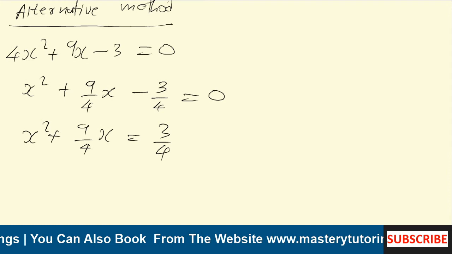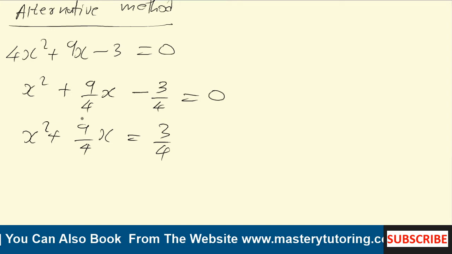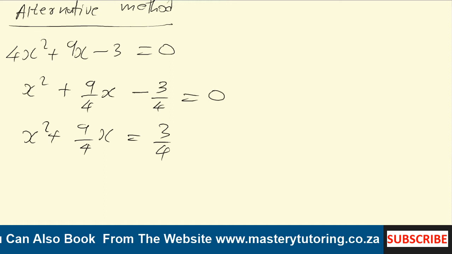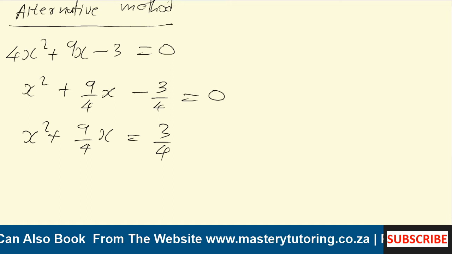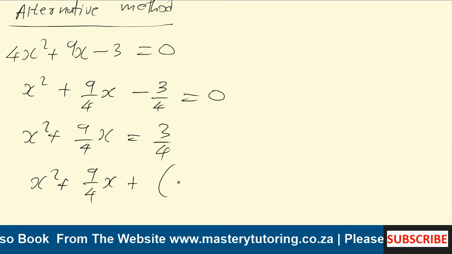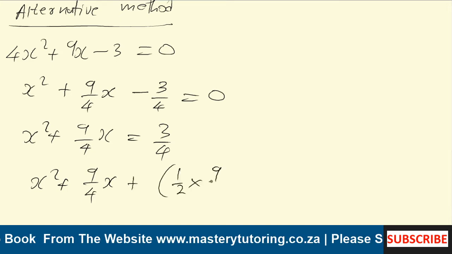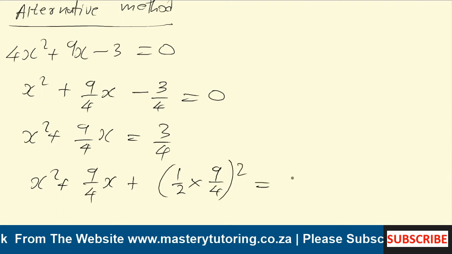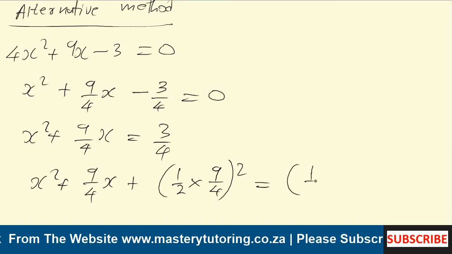Now we're going to take the coefficient of x, multiply it by half, and then square it, and add it to both sides, on the left hand side and also on the right hand side. Whatever we do on the left hand side, we have to do on the right. So this side is going to be plus that, and almost forgot the 3 over 4.